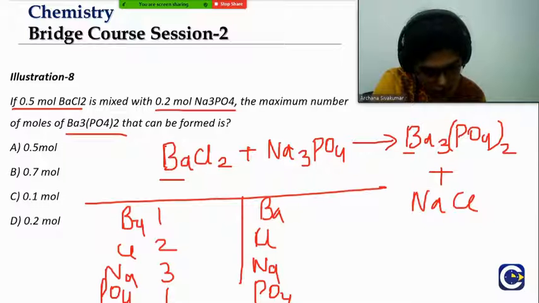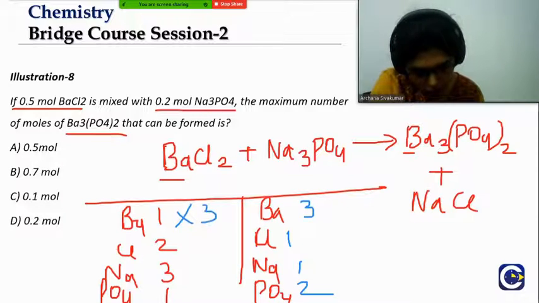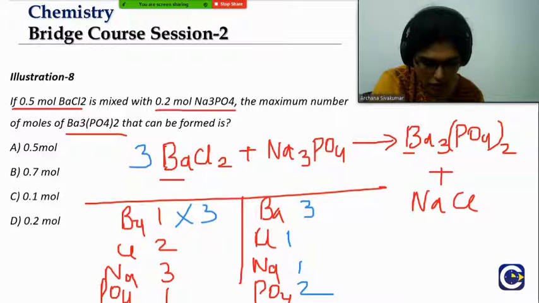Whereas here the barium is 3, chloride is 1, this is 1 and this is 2. So now if I have to balance it, I will do times 3. So if I do times 3, there are 6 chlorides. So that means if I multiply, I get 6 NaCl.